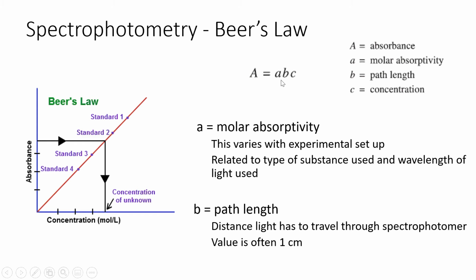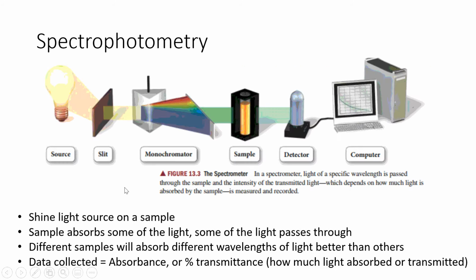A equals abc, and c is the concentration. So the big takeaway is notice that the absorbance is directly proportional to the concentration. These values, the lowercase a and the lowercase b, depend upon your experimental setup. So what wavelength of light you're using, what type of spectrophotometer you're using. b is the path length, so it's the distance that the light has to travel. If we go back to this visual, the distance the light is traveling through the sample.